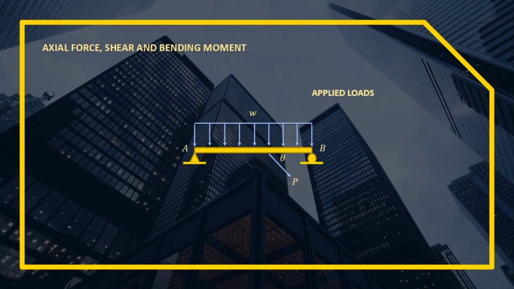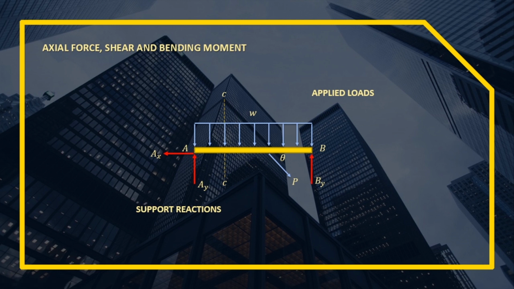So for example, we have a simple beam that is pin connected at one support. Another support is a roller. And we have applied loads: a distributed load which is W, and a concentrated load that is inclined at angle theta from the horizontal. Of course, we have support reactions. So for the pin, we have two, and for the roller, only one.